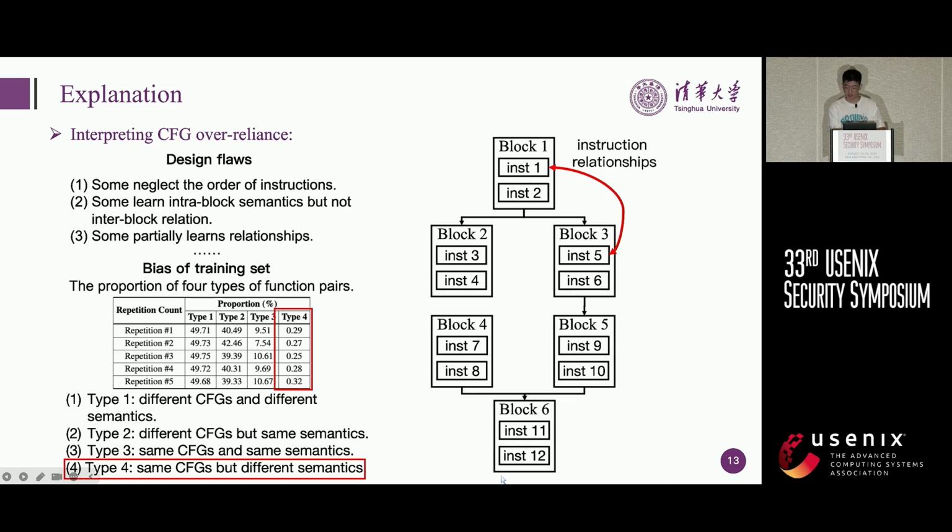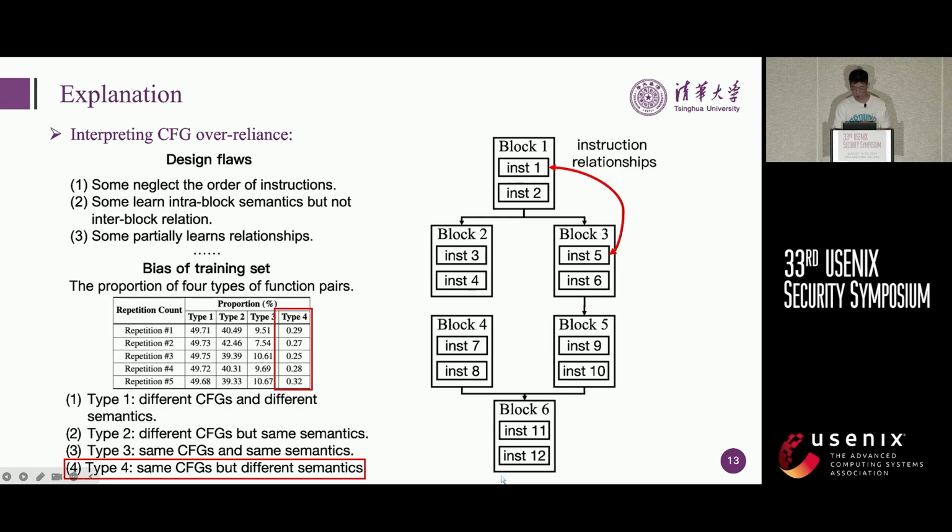The remaining question is, why shouldn't models rely on CFG features? So we believe that the essence of constructing function representation lies in understanding the semantics of functions. Semantics are determined by both instructions themselves and their context, that is, relationships between instructions. Thus, models need to learn not only the instructions, but also their context.